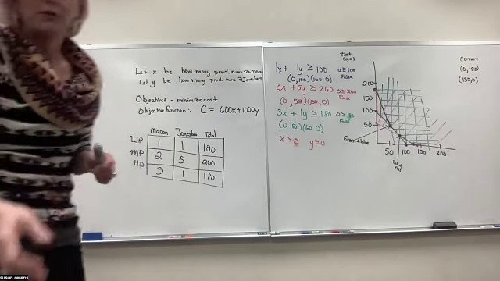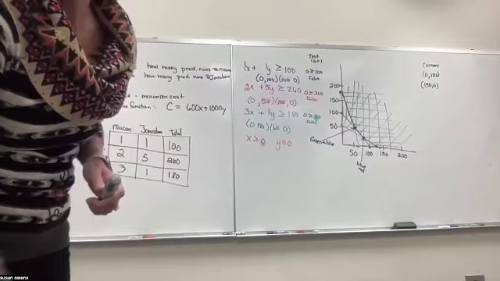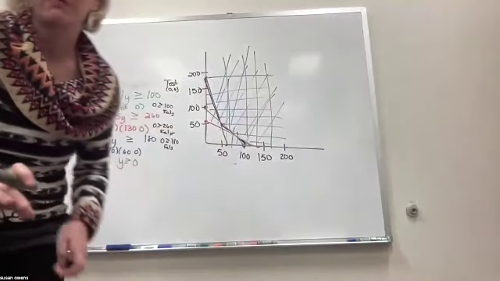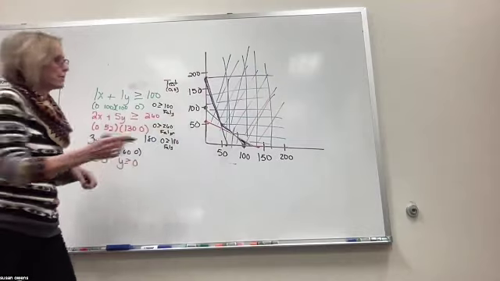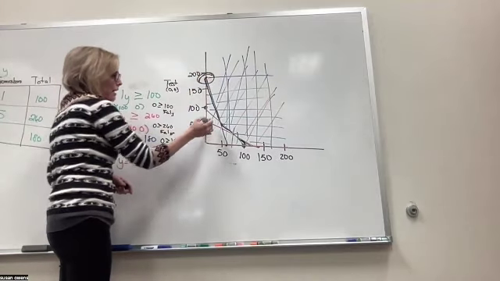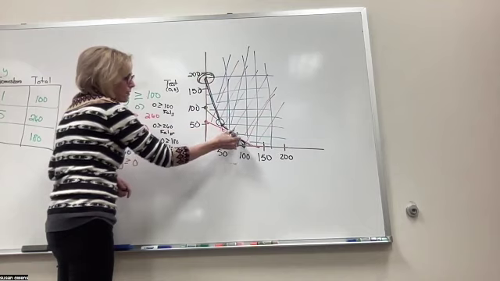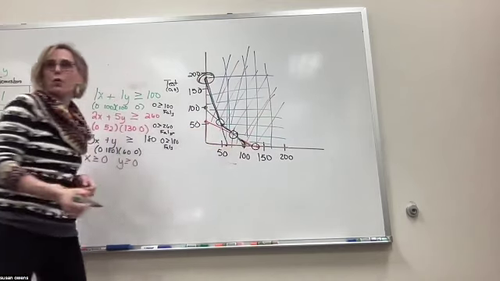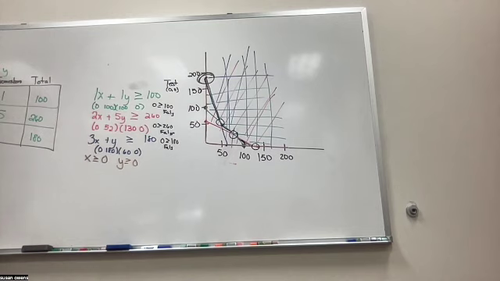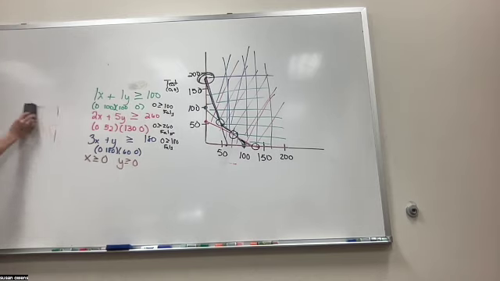Okay, so there's 4 corners. We've got a corner point here, a corner point here, a corner point here, and a corner point there. 4 corners that bound that area. How many are easy to find? 2. 2 are easy to find. What do we have to do to find the other 2? Substitution or elimination.